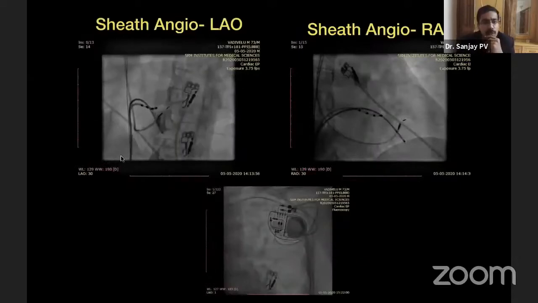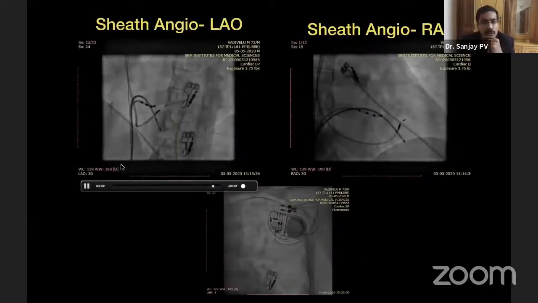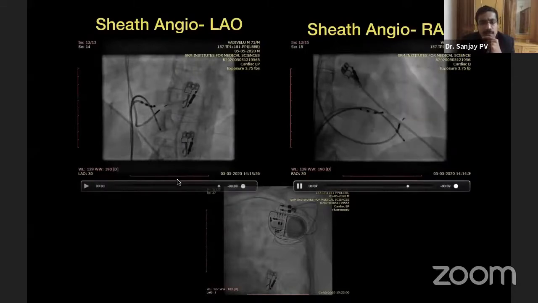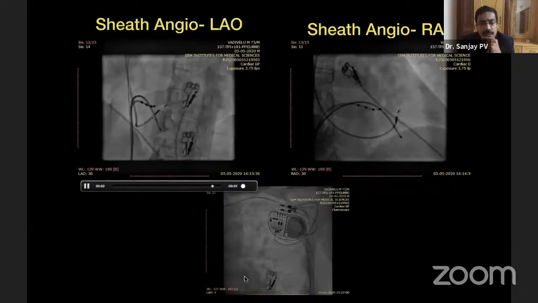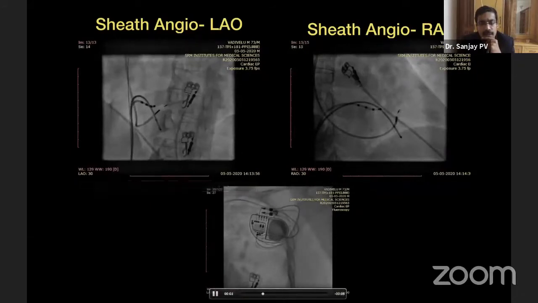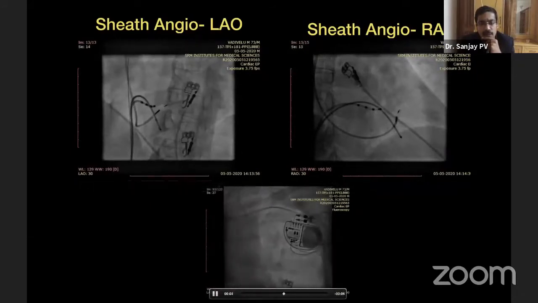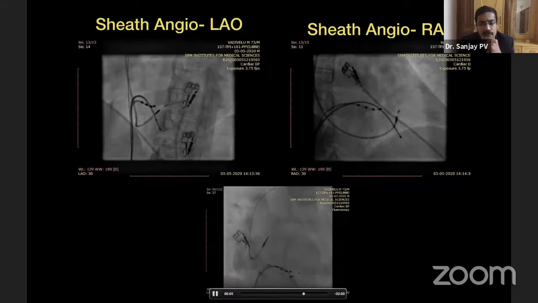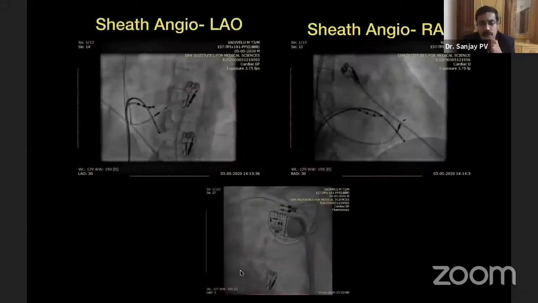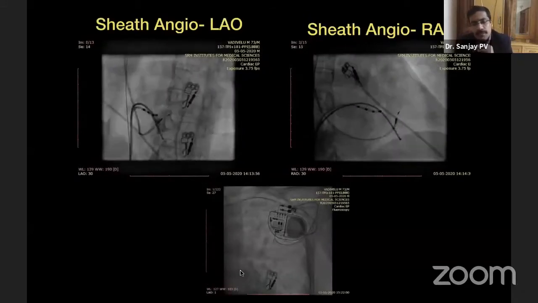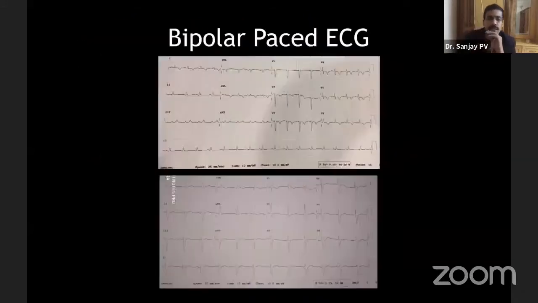This is a short video. You can see the lead with the sheath. You can see how the lead is penetrating the septum. And this is a sheath angio, which shows that the lead has penetrated deep into the septum. And this is the final lead position, which you will see. So this is the atrial lead. I'm sorry. Yeah, so you have the atrial lead and the His lead, left bundle lead there.